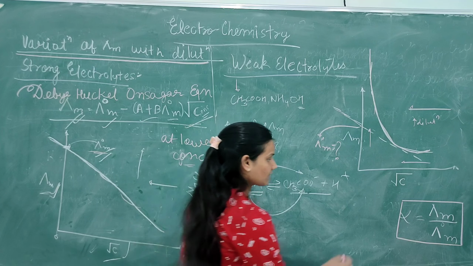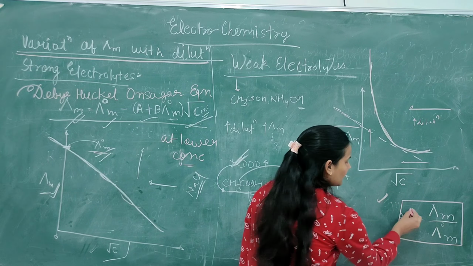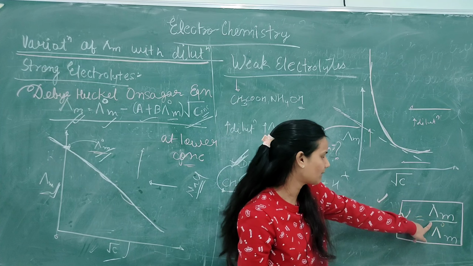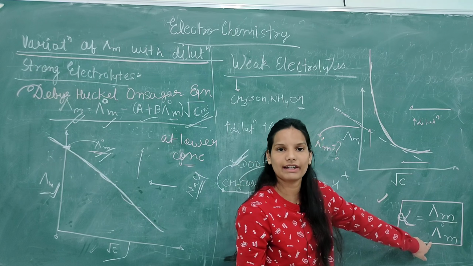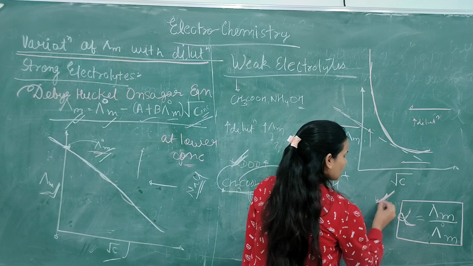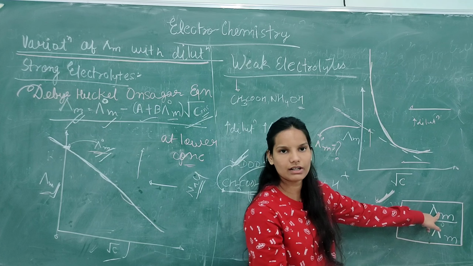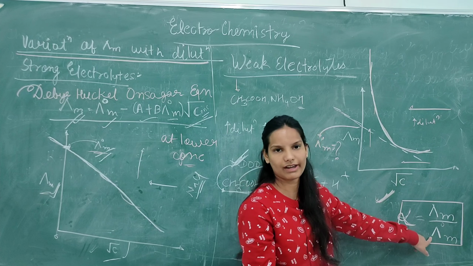Another important thing is this. The degree of dissociation is given by molar conductance divided by molar conductance at infinite dilution. Please note it is very important for numericals. The degree of dissociation is given by molar conductance divided by the molar conductance at infinite dilution.